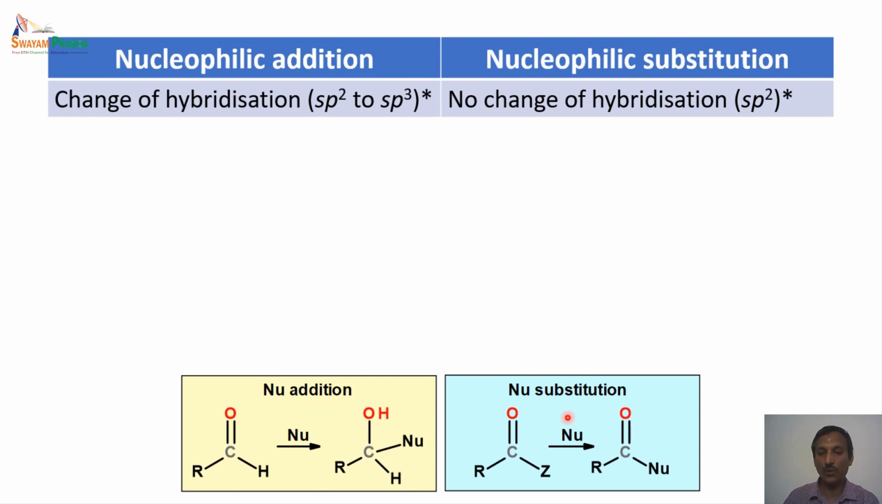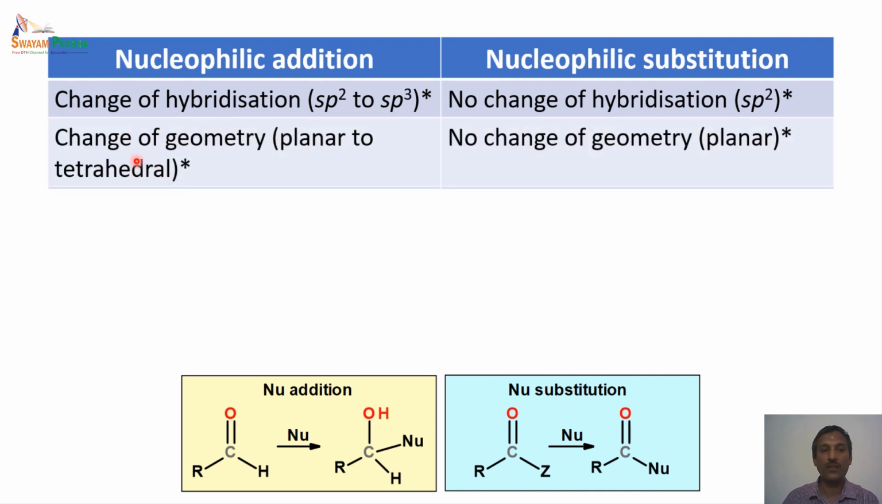Whereas in the case of substitution, what happens? The Z group is a bigger group. It may be oxygen or halogen or nitrogen. So when they are there, another nucleophile coming and attacking this carbon makes it more crowded. So the higher crowding also is not favored. That is the reason instead of addition, substitution takes place in the case of acid and its derivatives.